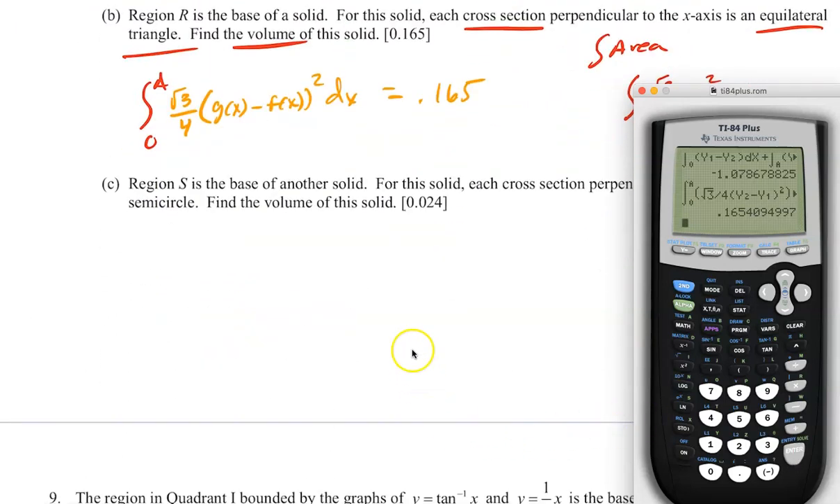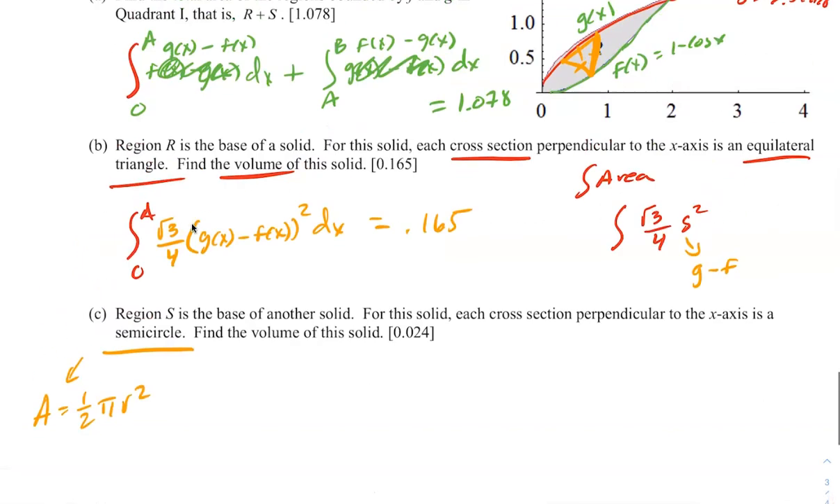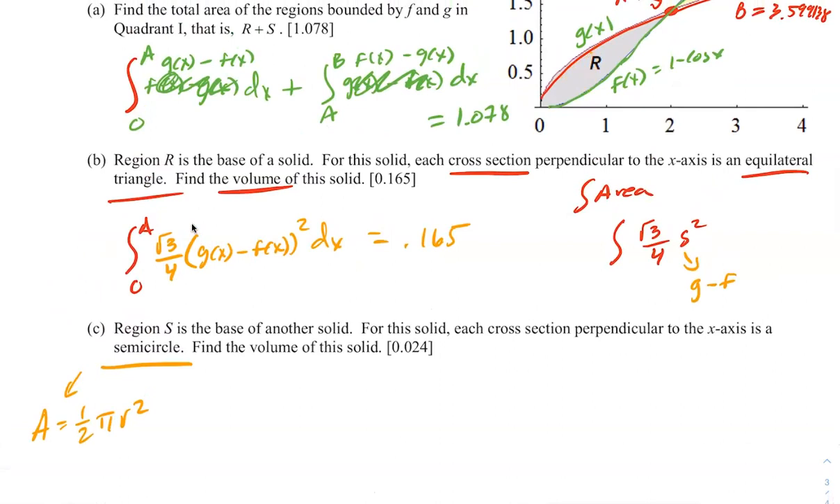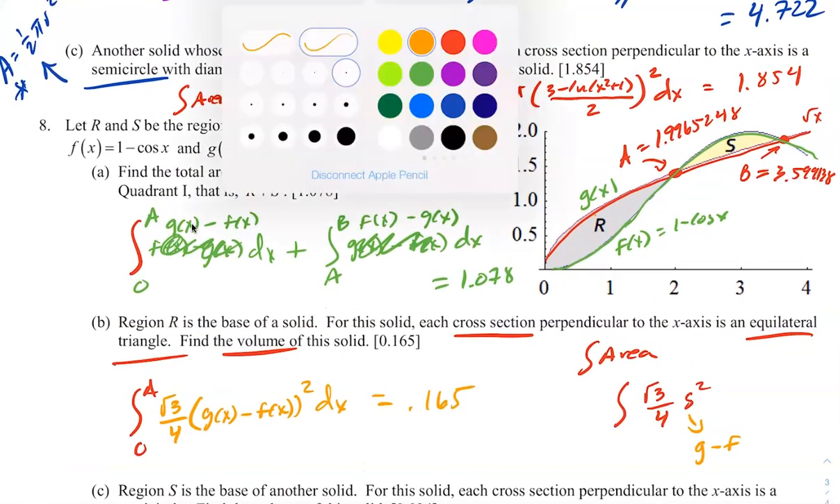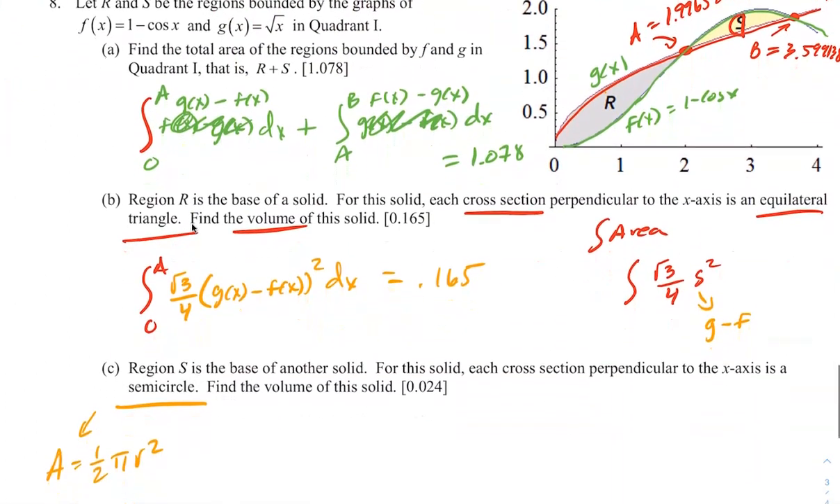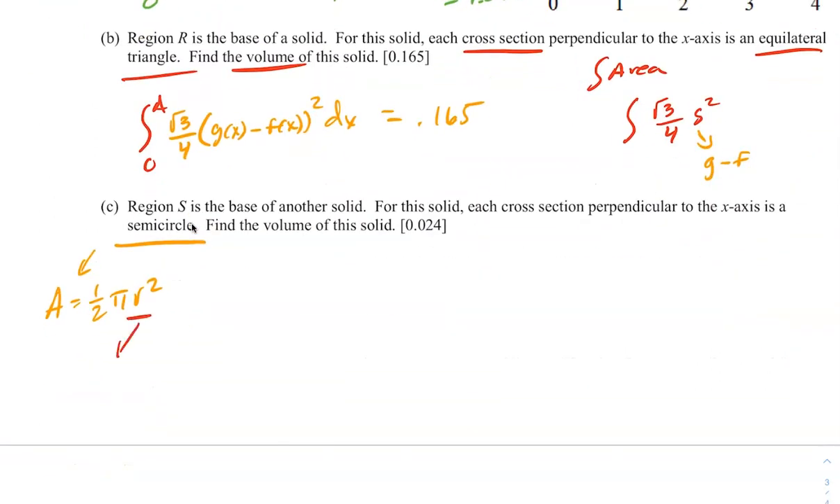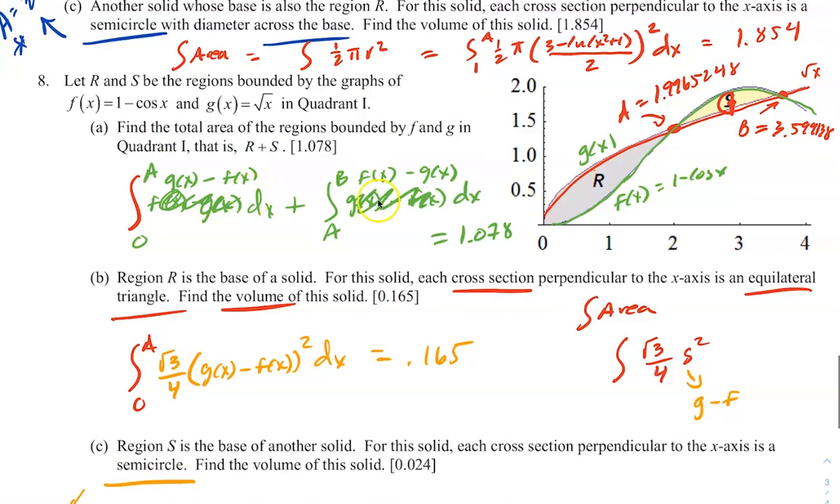Next one, the region S is the base of another solid. For this solid, each cross-section perpendicular to the x-axis is a semicircle. Find the volume of the solid. So again, semicircle, my arch nemesis. Area of a semicircle, easy, 1/2 pi r squared. But the picture is less easy. If I erase this, actually I didn't need to erase, so we're doing S this time. Semicircle looks like this. So remember, for a semicircle, your radius is half the S. So for a semicircle, R equals 1/2 S. We know S in this case is F minus G.